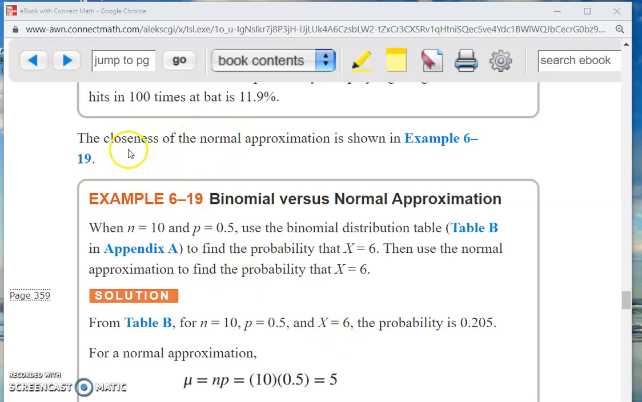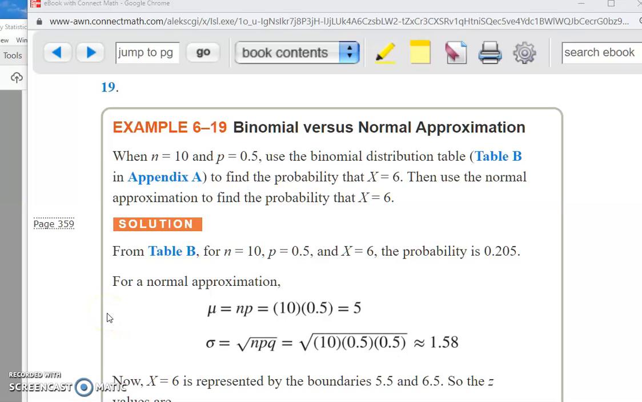All right, so what he's saying here, the closeness of the normal approximation is shown in this next example. What he means by that is how good of an approximation is it? Is it good, bad, indifferent? What can we say about that? So what we're going to do here is calculate it in two different ways. We're going to use the binomial distribution to calculate it, and then the second way is we're going to use the normal approximation, and we're going to see how good of a job it did. That's the concept here.